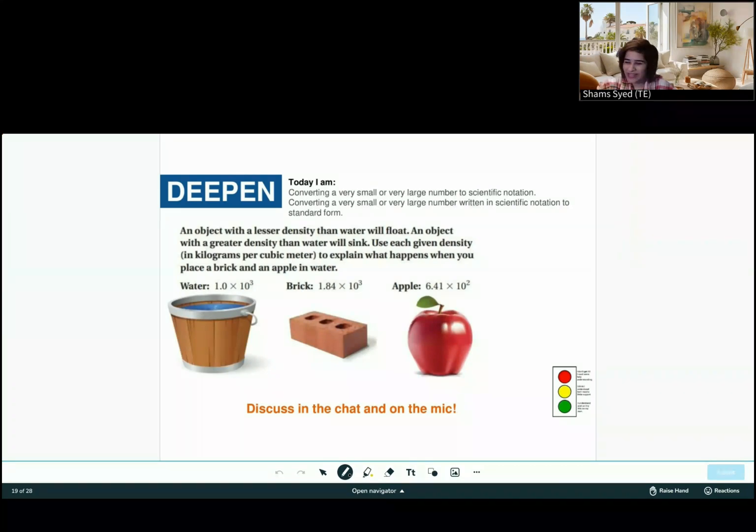Okay. What will happen when you place the brick into the bucket? The kind of answers I'm expecting from you are about sinking and floating, right? Let's see, Felice. And what will happen when the apple goes into the bucket?